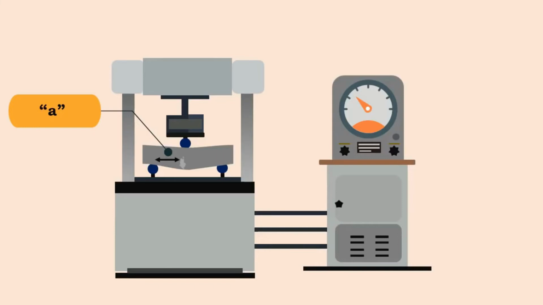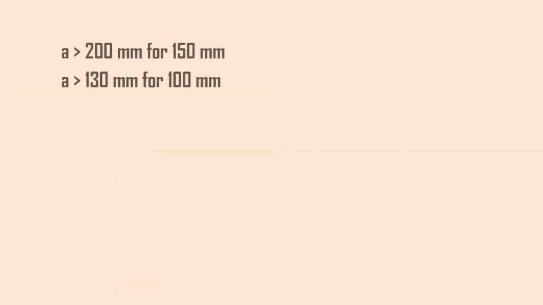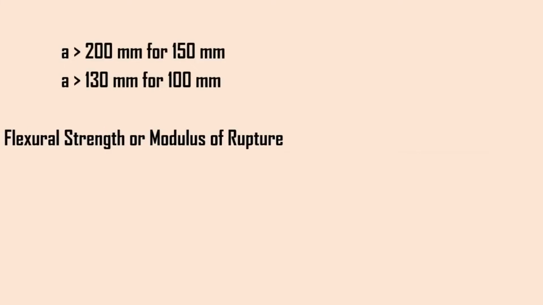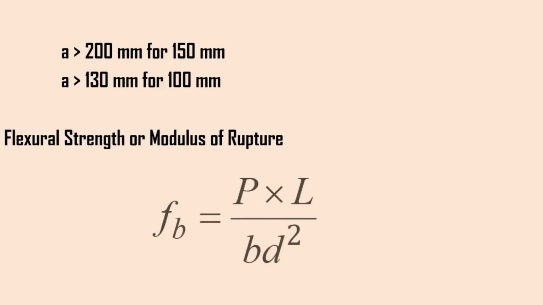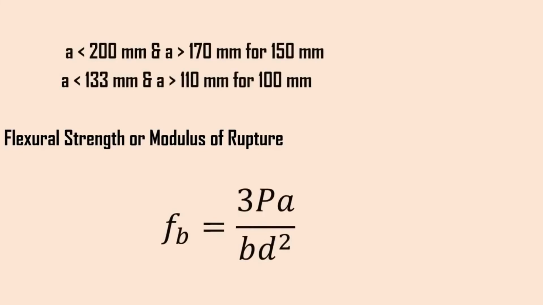Consider this as a. If a is greater than 200 millimeters for 150 millimeters and 130 millimeters for 100 millimeters, then the flexural strength or modulus of rupture fb is calculated by the equation fb is equal to PL divided by bd square, which is in the video.